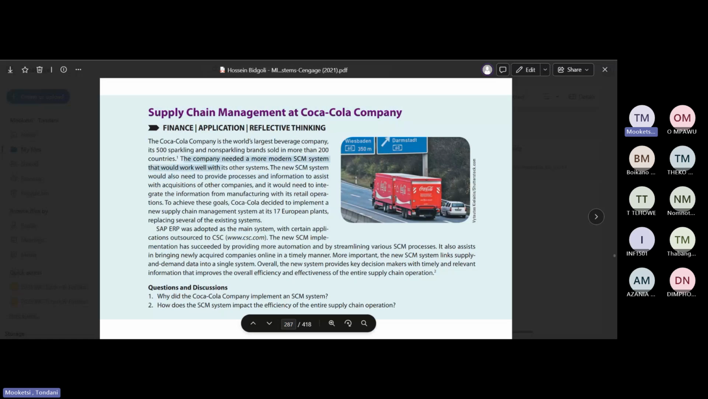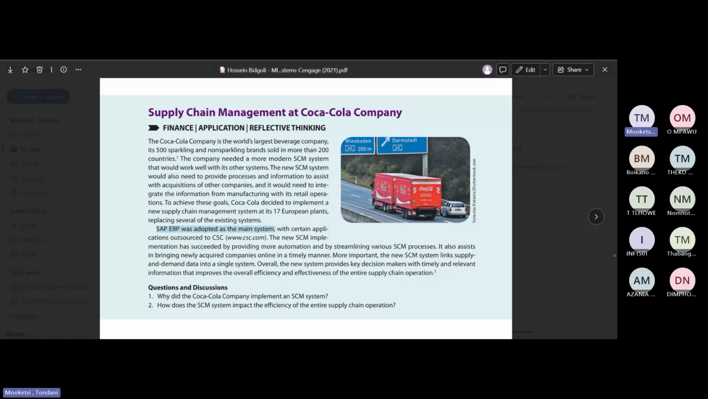This means integration and to provide process and information to assist with acquisition of other companies. It will need to integrate the information from manufacturing with its retail operation. So in the end, SAP ERP was adopted as the main system with certain applications outsourced to CSC.